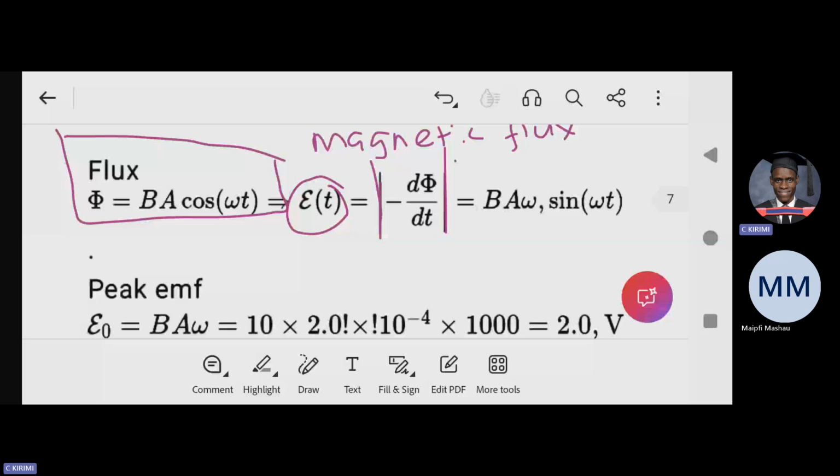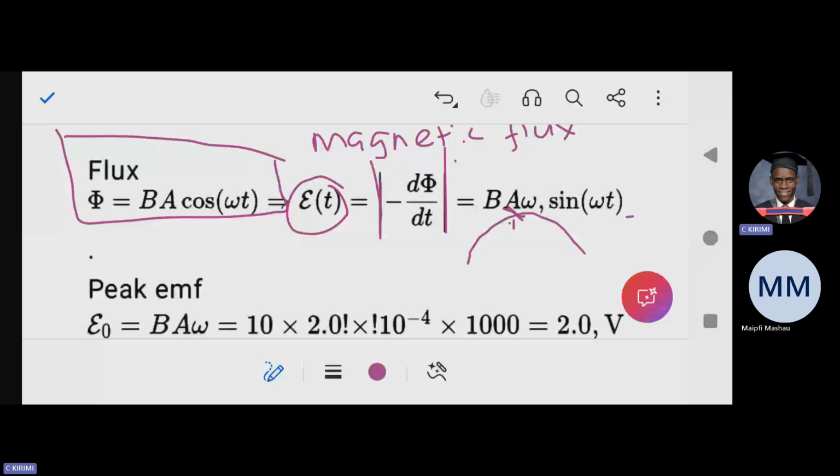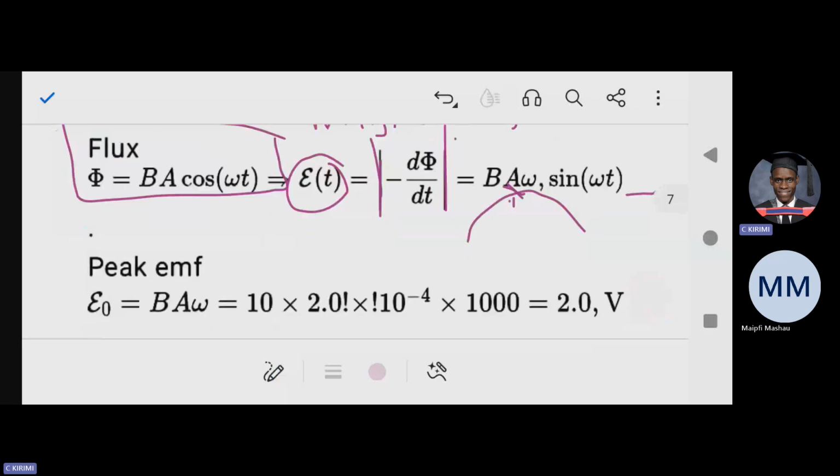It cannot be negative voltage, so the peak EMF is positive. So B, we calculated, was the magnetic field, 10 Weber per meter square. The area we calculated was 2 times 10 to the power negative 4. Those factorials are not there. It's just 2 times 10 to the power negative 4.